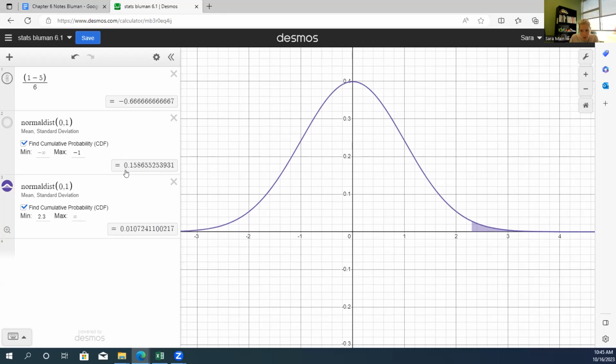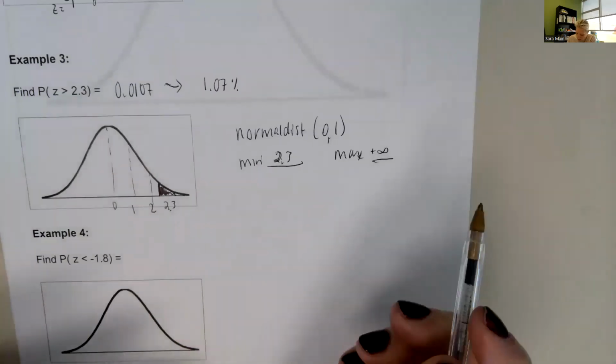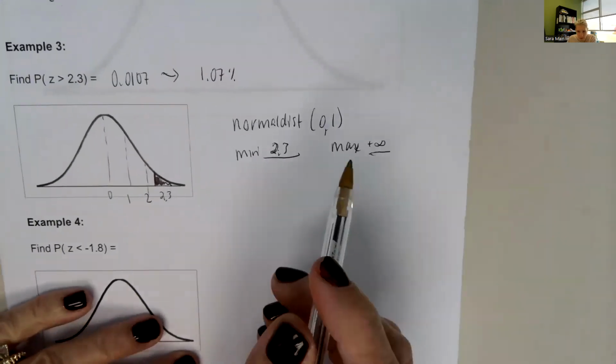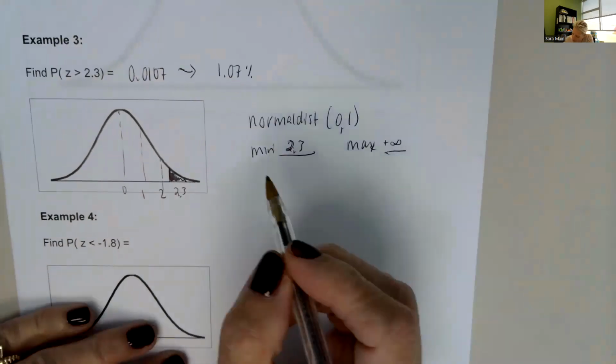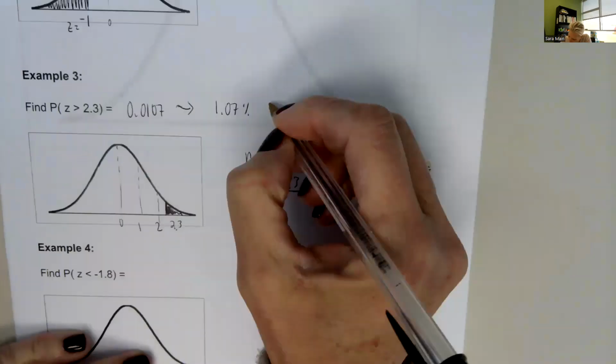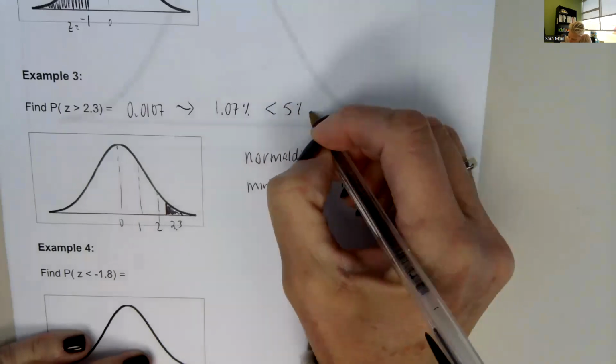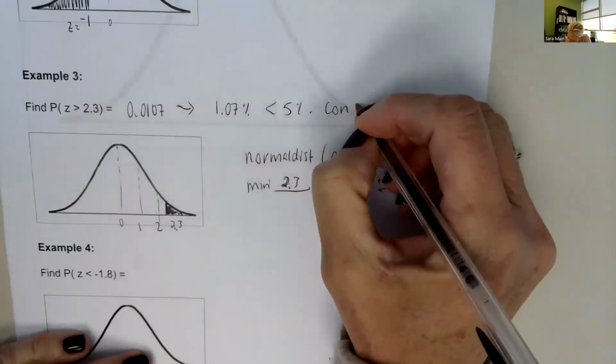Which is considered unusual. So remember back in our lessons in chapter 3, we talked about what is unusual, and we talked about what is unusual percentage-wise in our probability chapter of chapter 4. And because this is less than 5%, this would be considered unusual.